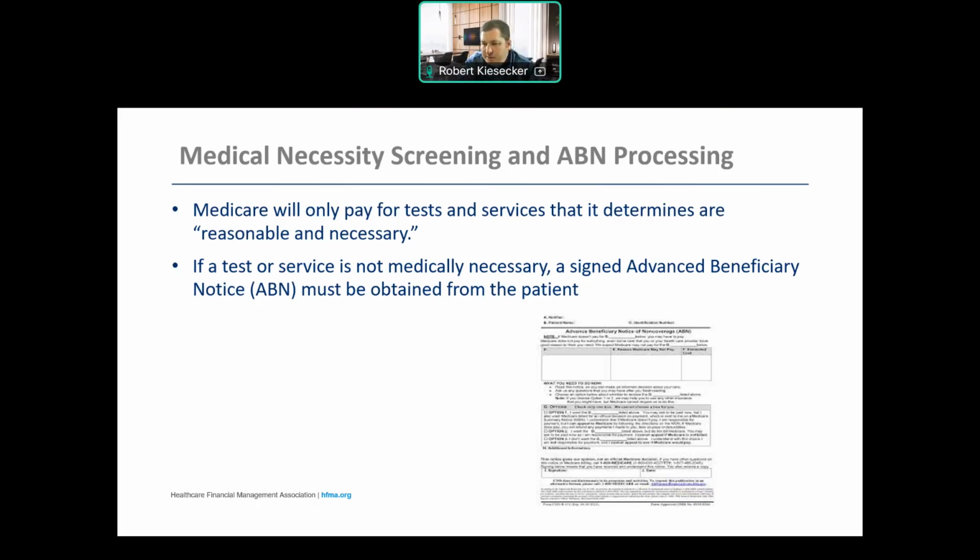Medicare will only pay for tests and services that are determined as reasonable and necessary. Medicare has established guidelines called local coverage determinations, or LCDs, and national coverage determinations, called NCDs. These establish which diagnoses, signs, or symptoms are payable per the policy. If a test is ordered where an LCD or NCD exists, there must be documentation of medical necessity in order for Medicare to pay for the test or service.